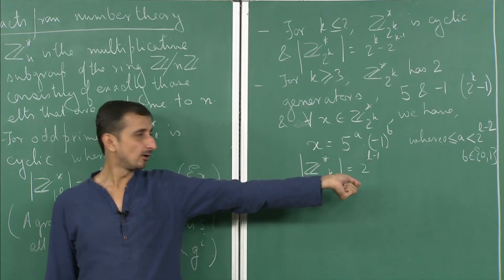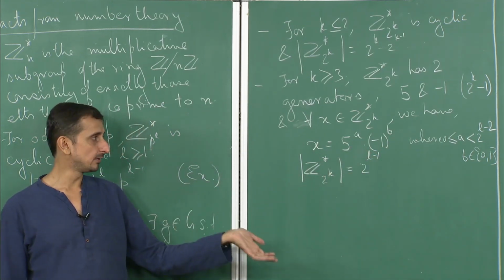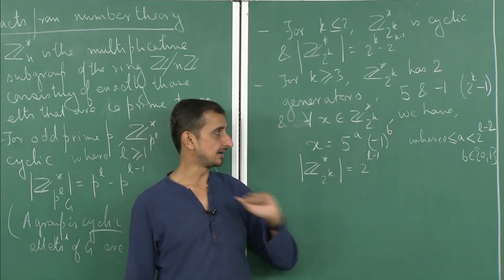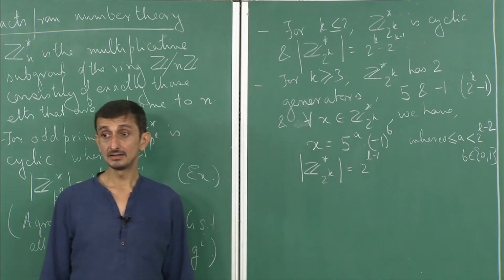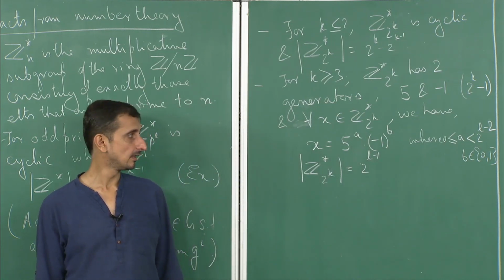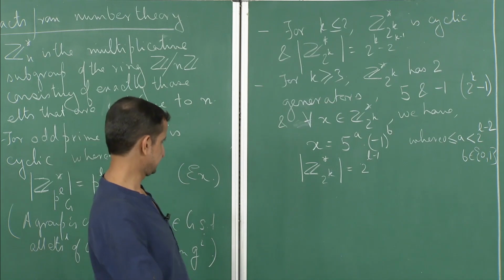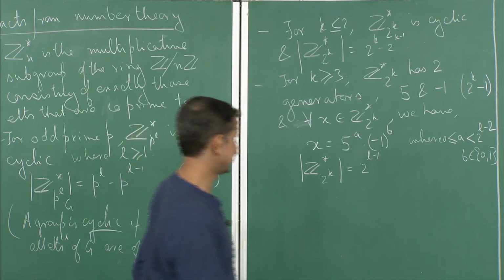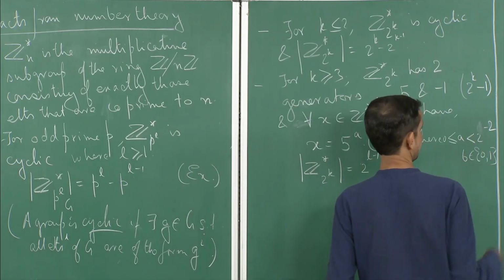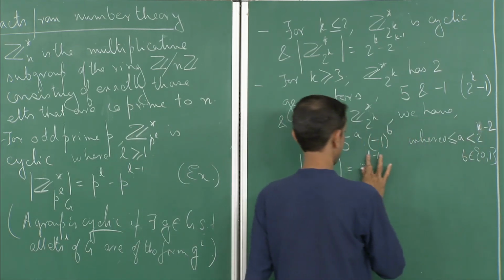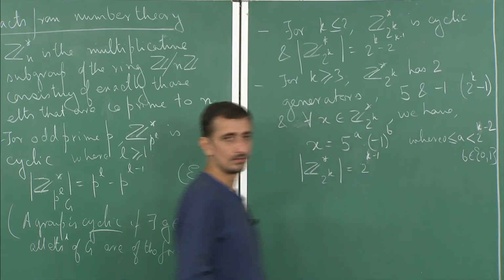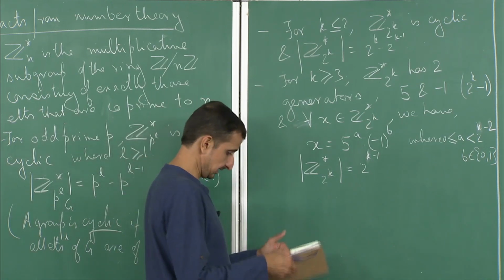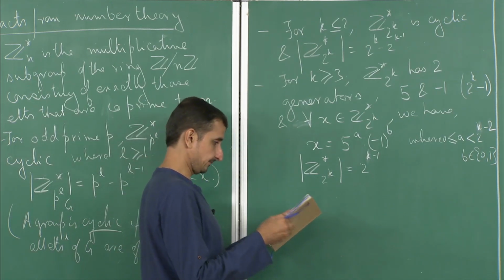And now it needs some work to show that every odd number between 1 and 31 can be generated as 5 to the power a and minus 1 to the power k. Yes, it is k here. Sorry. Okay. So this is all I think that we would require from number theory.